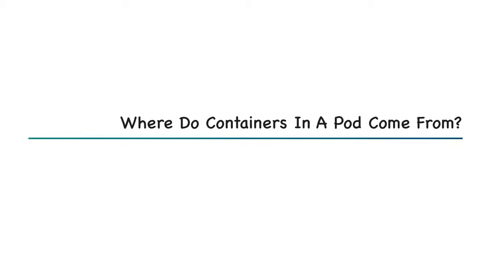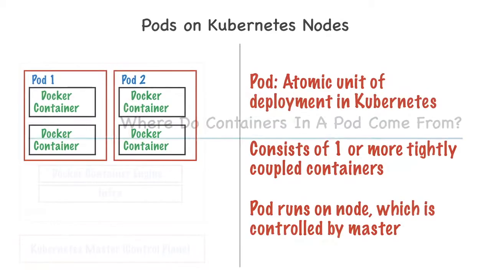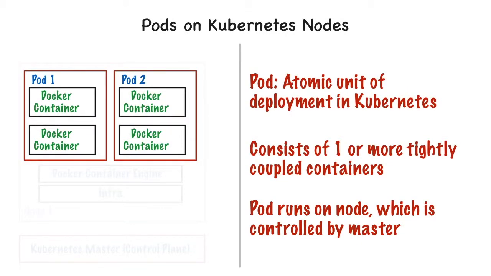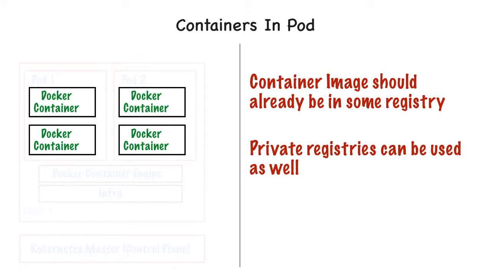We know that pods in Kubernetes enclose containers. Let's just stop for a moment to think about where those containers come from. The short answer is, before we can use a container from within a pod, we've got to create our container image, typically a Docker image, and push it into a container registry.